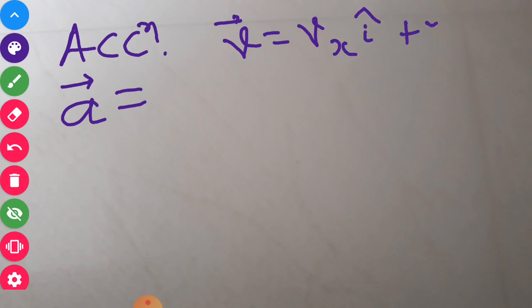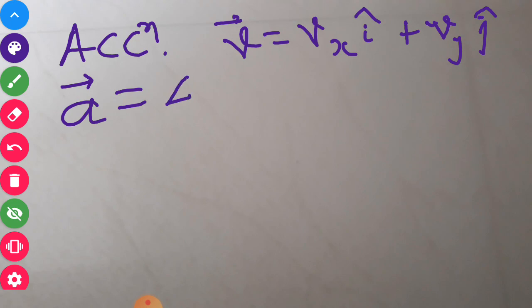Now we talk about the acceleration. Acceleration is nothing but the change in velocity per unit time, or rate of change of velocity, that is also defined as acceleration. Now, say you want to find the average acceleration. First of all, we have the velocity, that is given by vx i cap plus vy j cap. This is the equation of velocity.